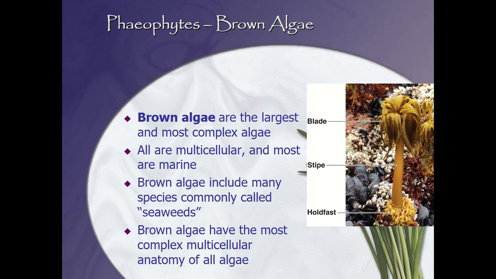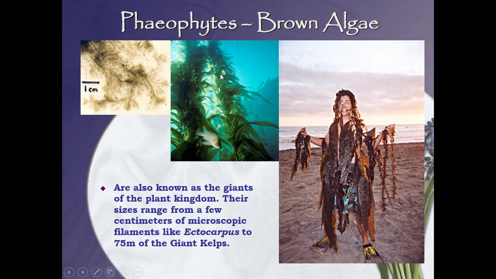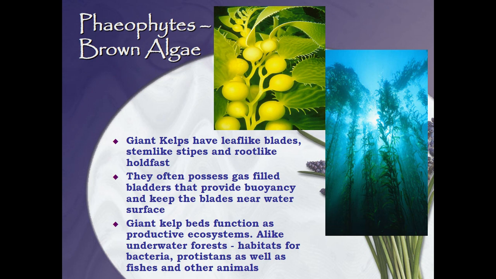Last but not least, under the group of stramenopiles is the brown algae. So brown algae is the largest and the most complex algae. They are multicellular, none of them are unicellular, and this group includes many species commonly called seaweed, and they have the most complex multicellular anatomy of all algae. And they also possess chlorophyll A, C1, and also C2. Example of it is giant kelp. This is the structure of the giant kelps. Giant kelp is the largest alga under the group of the brown algae. This is how it looks like.